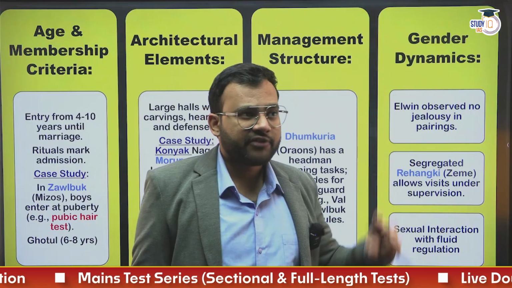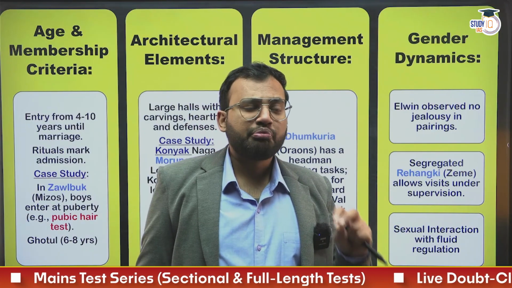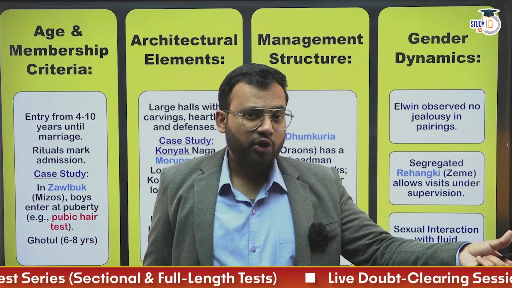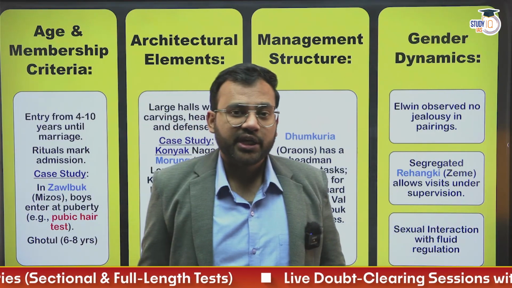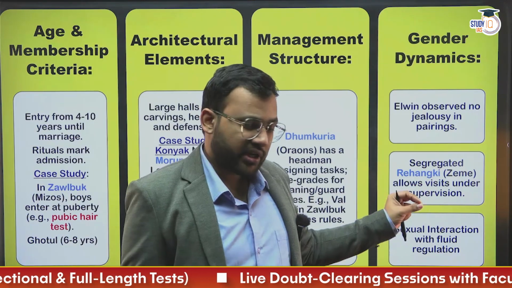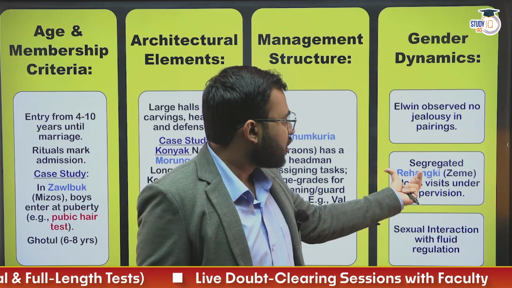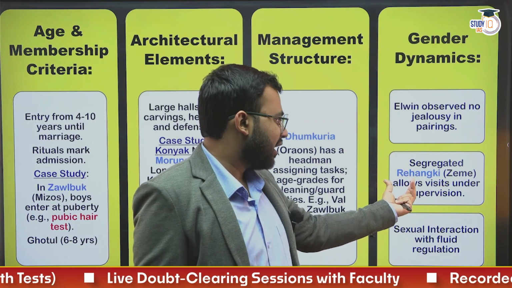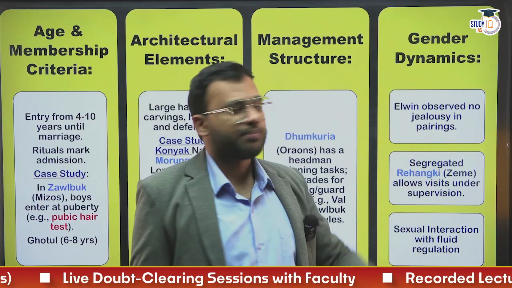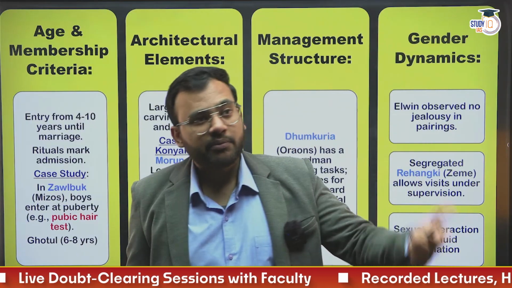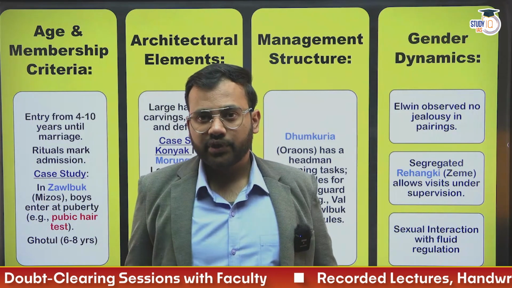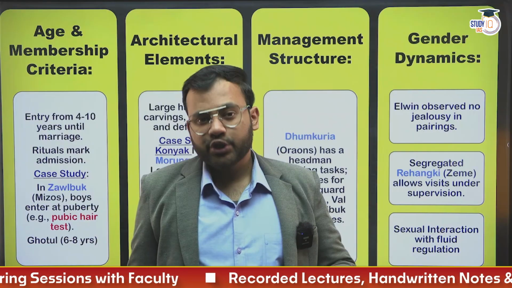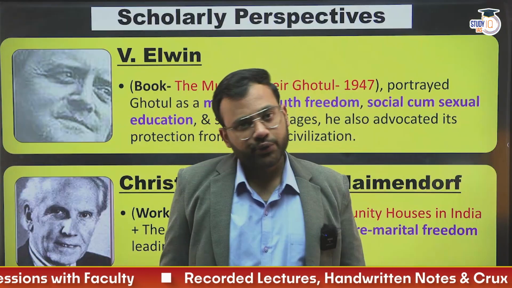As we have seen, the male and the female dormitories are often separate, but it does not mean that visitors cannot come. For example, a boy cannot enter the female dormitory, or a female cannot visit somebody in the male dormitory. It has been seen, there is a liberal sense in that aspect also. So even in the segregated unit, for example, among the Gonds, the youth dormitory is called the Rehanki. It allows visits under supervision. So if the parents or the family members are coming, they are allowed. Okay. Next, sexual interaction with fluid regulation is also permitted in most of the youth dormitories.